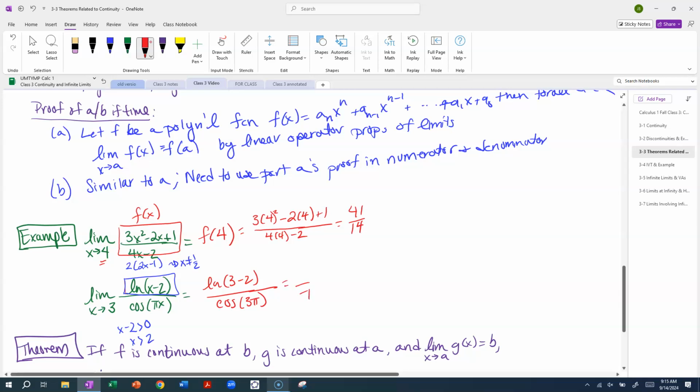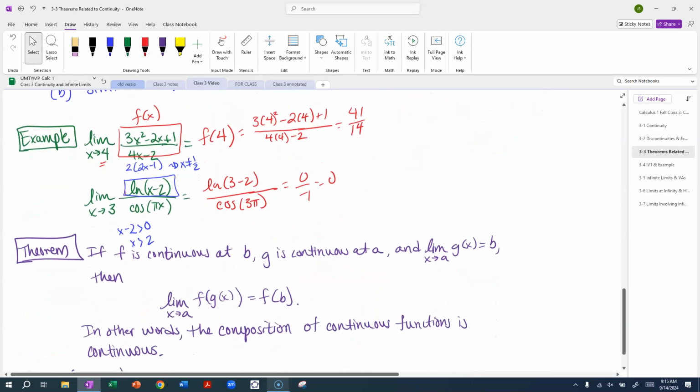Okay, so I didn't check that piece. I should have checked that piece, sorry about that. If it was cosine of an odd multiple of pi over 2, like pi over 2, 3 pi over 2, 5 pi over 2, etc., then we'd be in an issue. But here we're okay, and we just get 0, so this ends up being 0 for us. And so that's a nice shortcut for us with evaluation.